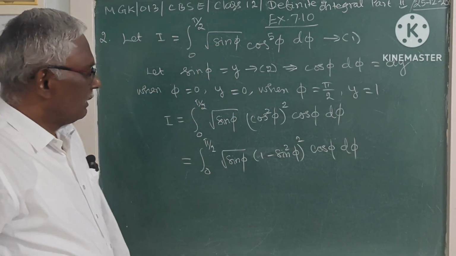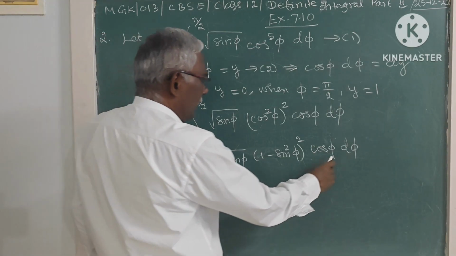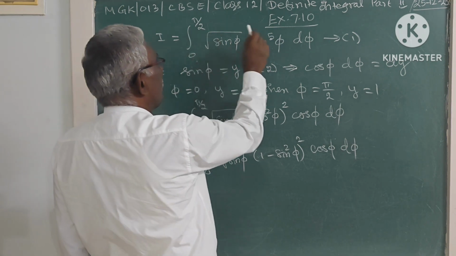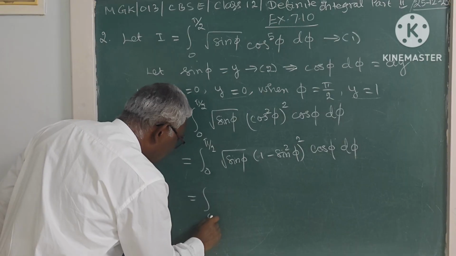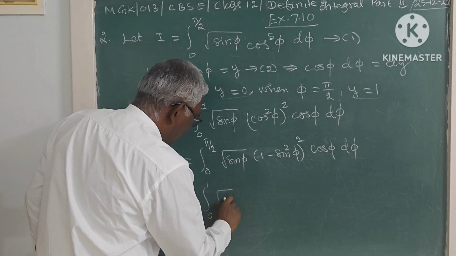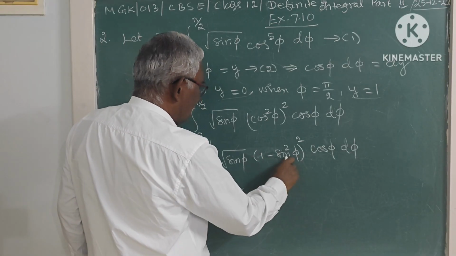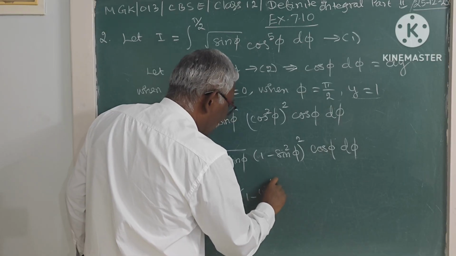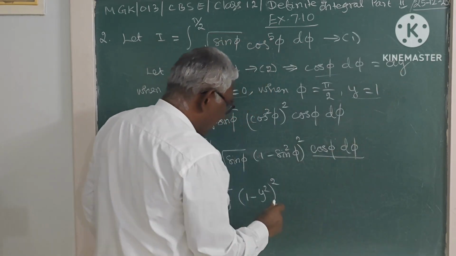Now we'll change the limit. This is equal to integral, phi varies from 0 to pi by 2, now y varies from 0 to 1. Square root of y, this is 1 minus y square whole square. This is nothing but dy.